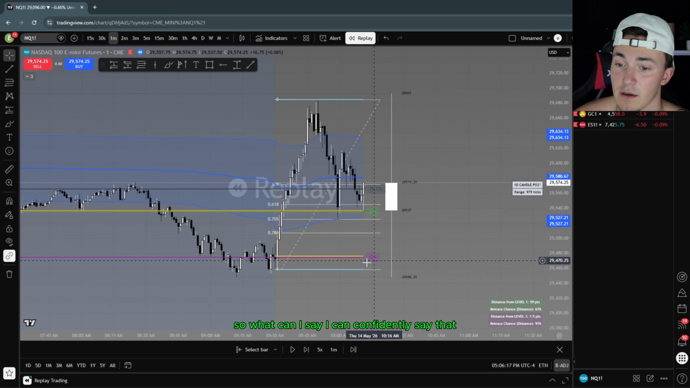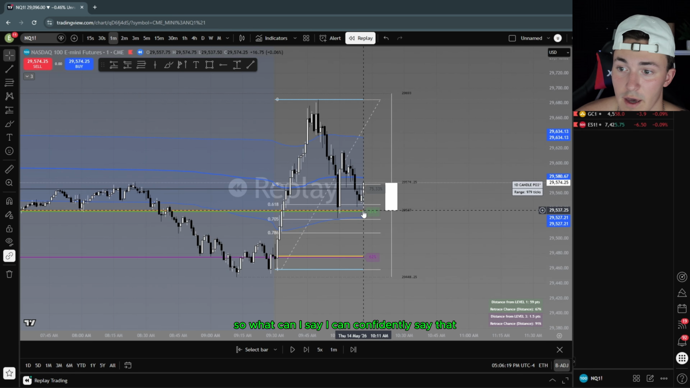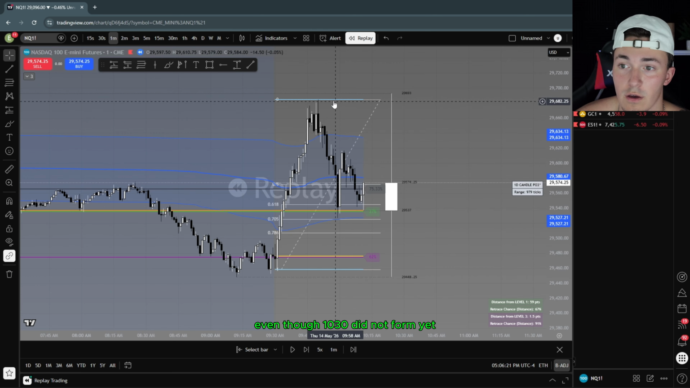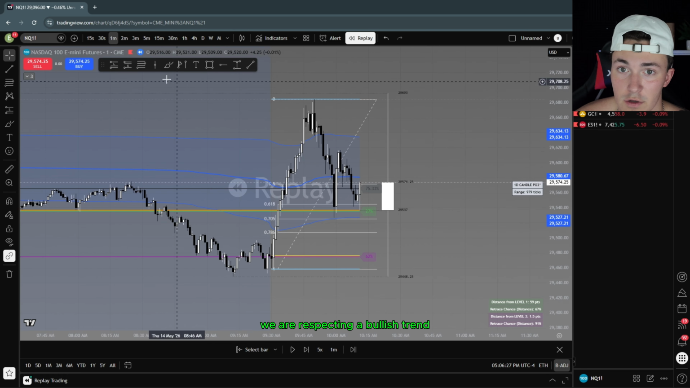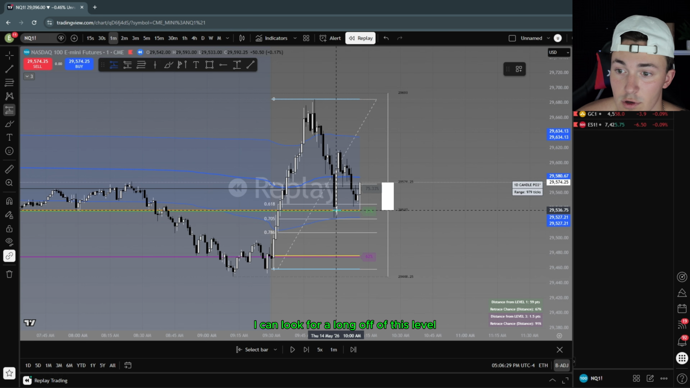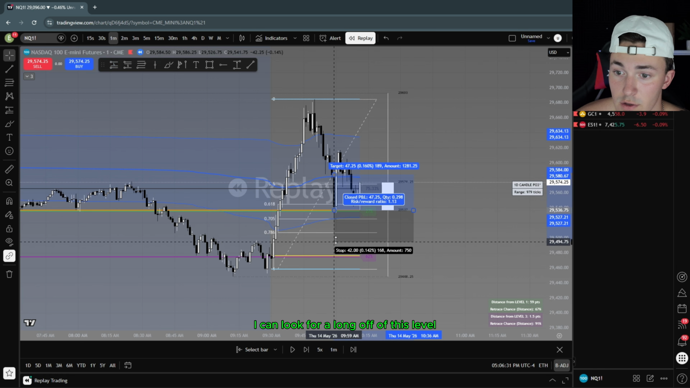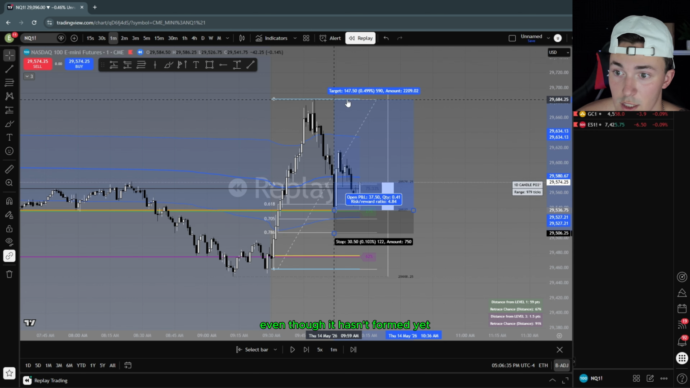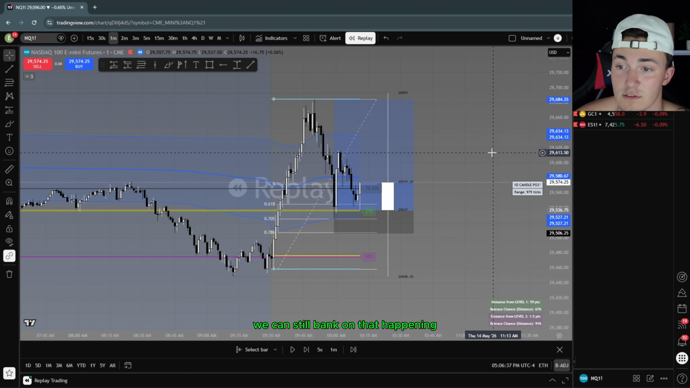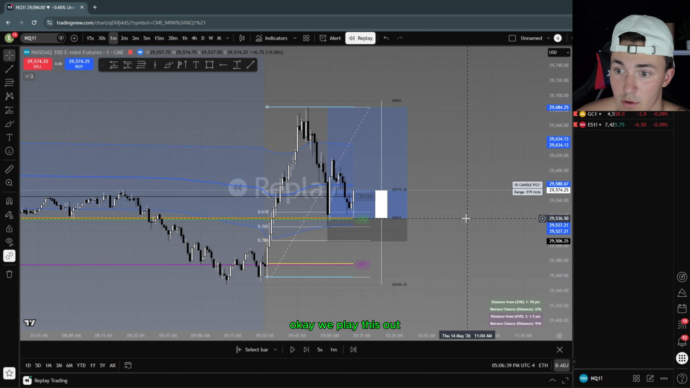So what can I say? I can confidently say that even though 10:30 did not form yet, we still have this high inbound, we still have this low inbound, and we are respecting these levels. We are respecting a bullish trend. So what can I do? I can look for a long off of this level, 30-point stop, targeting the high, okay? Even though it hasn't formed yet, we can still bank on that happening, okay?